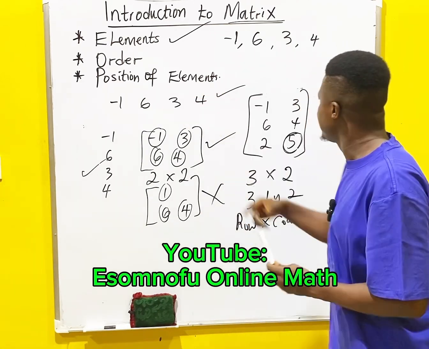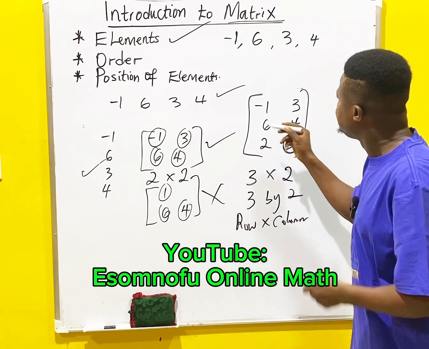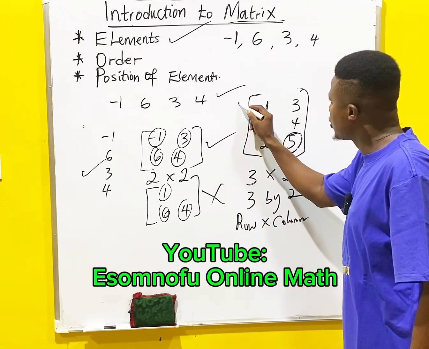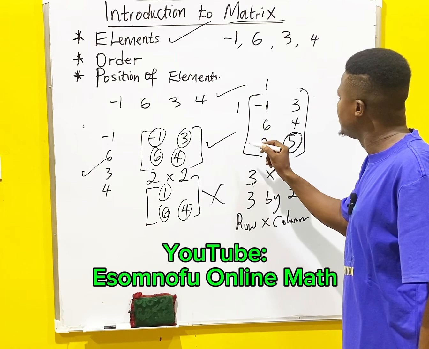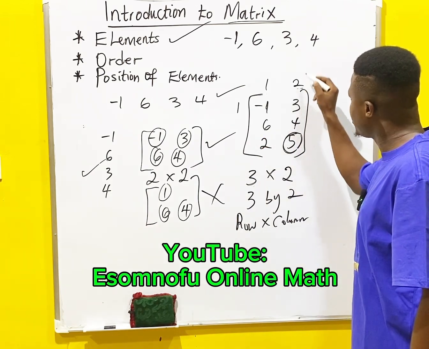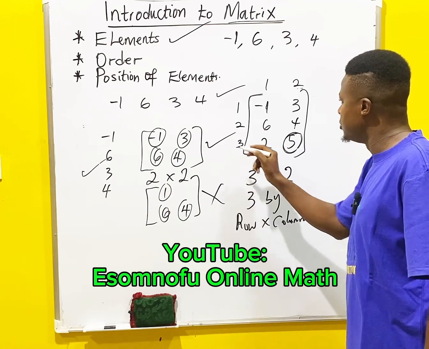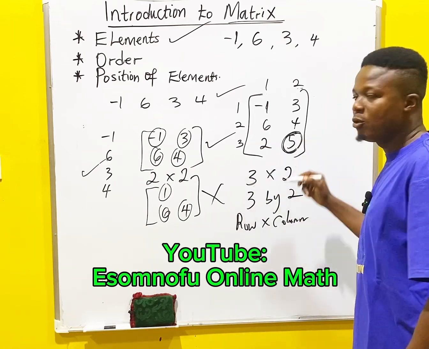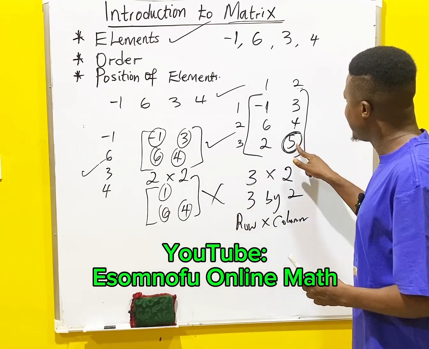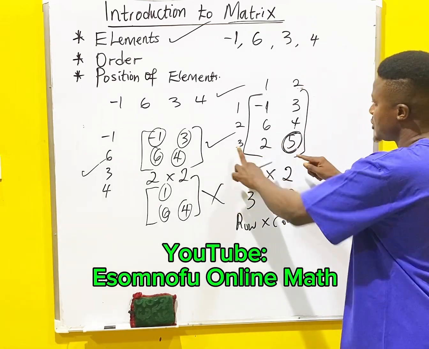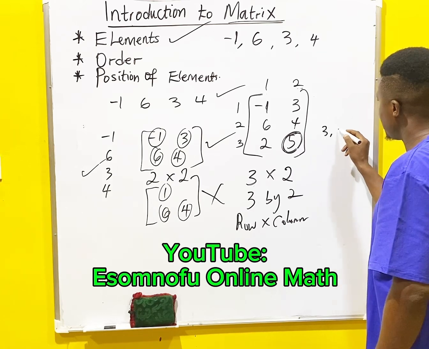So for the position, this is under the first row, right? And also on the first column: first row, first column. Okay, this is second column. This is second row. This is third row. So this element 5 here, if you want to find the position of this element 5, it is in the third row and second column. So the position is 3, 2.